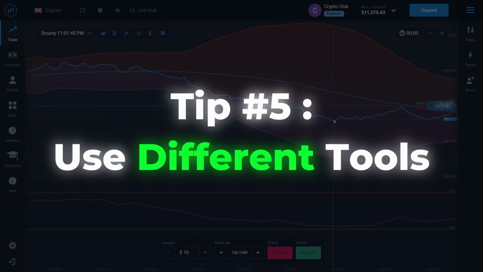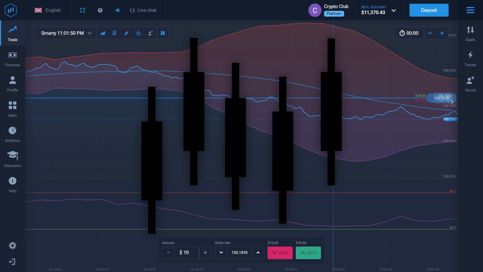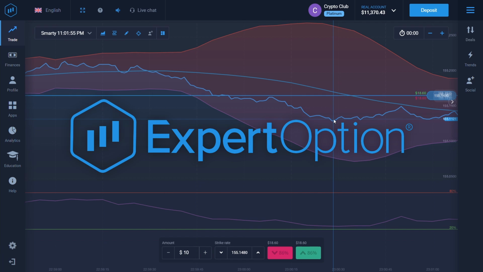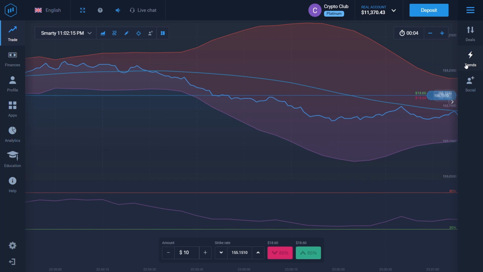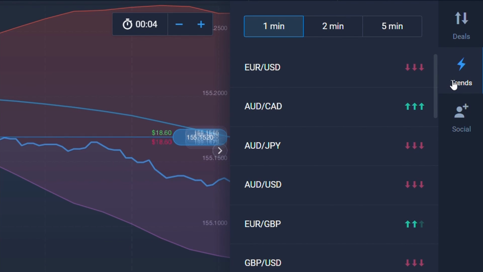Use different tools. Even though many people use the indicators while trading on Expert Option, they tend to forget other facilities provided by the platform for the users. For example, if you're a beginner trader and have no idea how to identify a trend in a market, you can use the Trends tab on the right side of the application. This tool displays the current trend of a market for a given time period. By using this tool and identifying the market trend, you can apply the necessary strategies to win your trades.